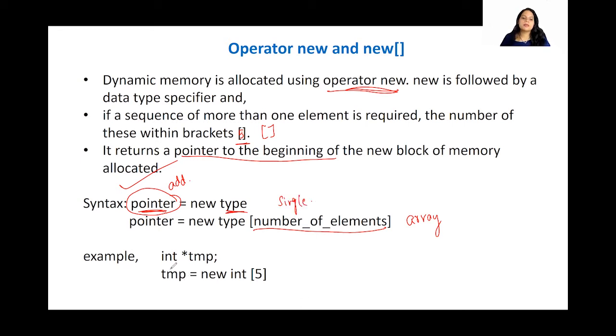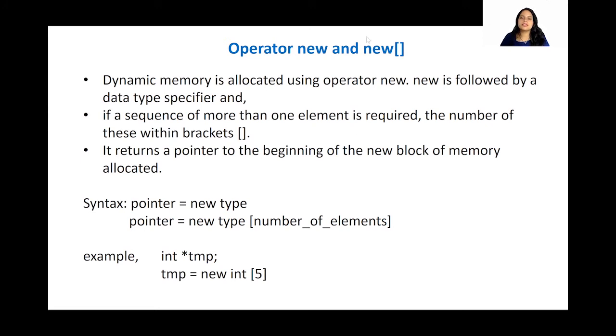So see this example here. I am declaring a pointer variable first. I am saying int star temporary. So temporary is a pointer variable of type int. And in this temporary, I am going to store new int of 5. Okay. So this is going to create a memory allocation of 5. And whatever the beginning address is, it is going to get stored here in the temporary or the TMP variable. I hope this is clear about the new operator.